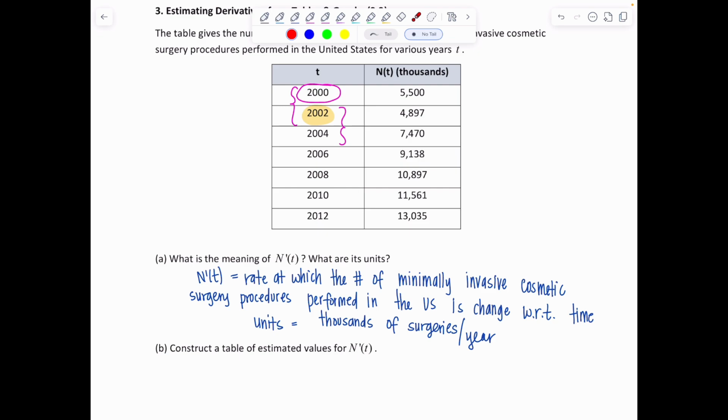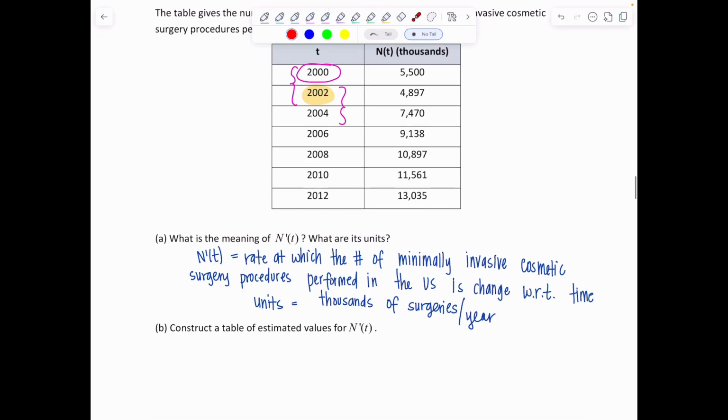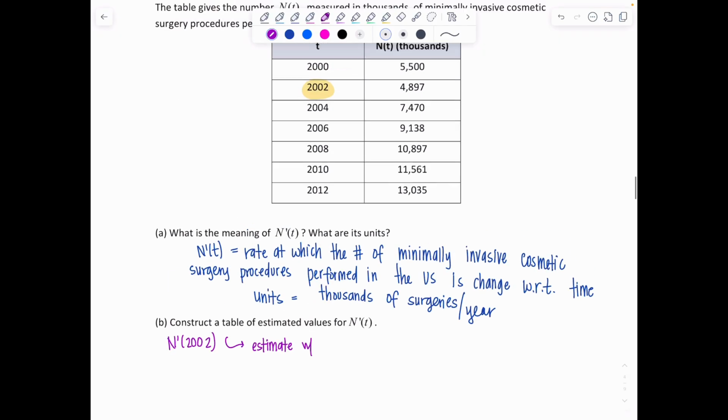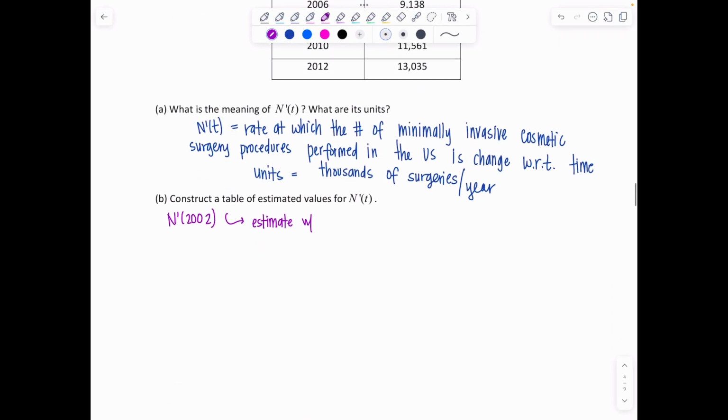That's just the best that we can do, unfortunately. So I'll do one example for you. It's obviously going to take a long time to do the whole table, but I'll just do one so you get an idea. I'll start with a nice one. We'll do 2002. To estimate N prime of 2002, we're basically going to look at average rate of change on two intervals on either side. You see how they're all spaced out by 2's? So h equals -2 and h equals 2.